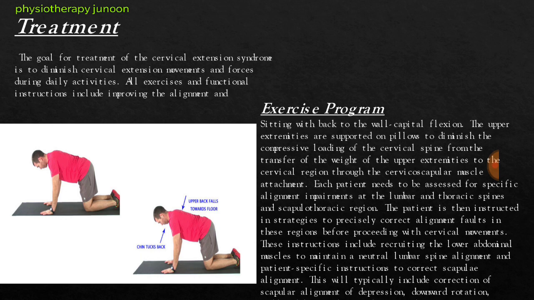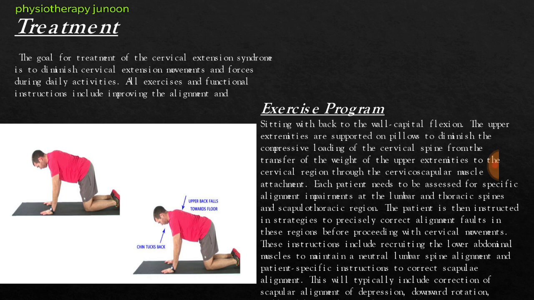Exercise program: sitting with back to the wall, we can say capital flexion of the cervical spine. The upper extremities are supported on a pillow to diminish the compressive loading of the cervical spine from the transfer of weight of the upper extremity to the cervical region through the cervicoscapular muscle attachment. Each patient needs to be assessed for specific alignment impairment at the lumbar and thoracic spine and scapulothoracic region. So your assessment should be good in all the parts, because if your assessment is good, then only you can proceed to a good treatment. The patient is then instructed in strategies to precisely correct alignment faults in these regions before proceeding with the cervical movements.